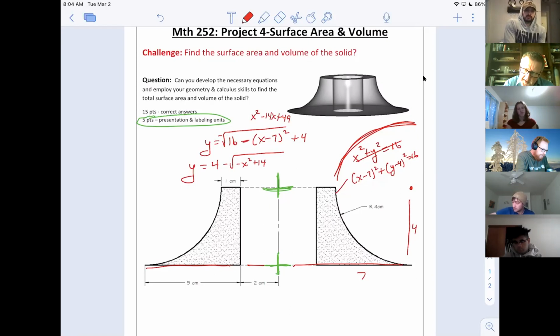So this minus sign outside is going to change every answer that I got up here into negatives. So that'd be a negative 49 and a positive 16, which is negative 33. I think that's right. So in a sense, that's the bottom half of the equation of that circle.